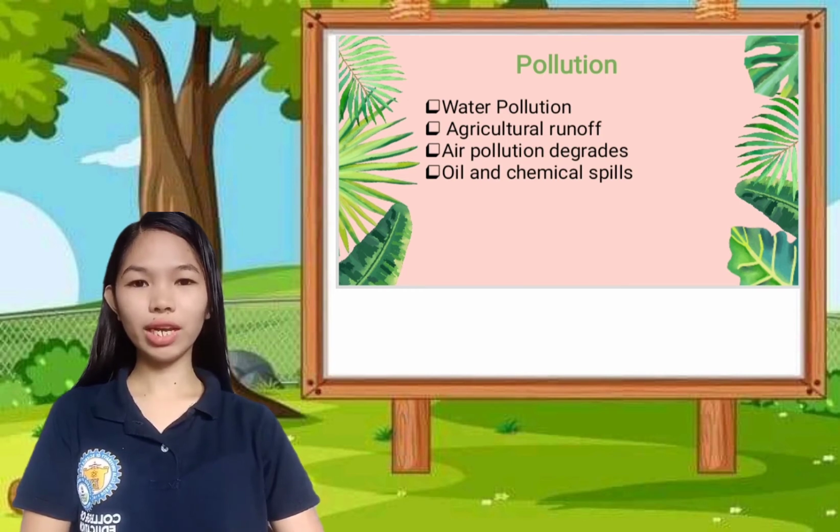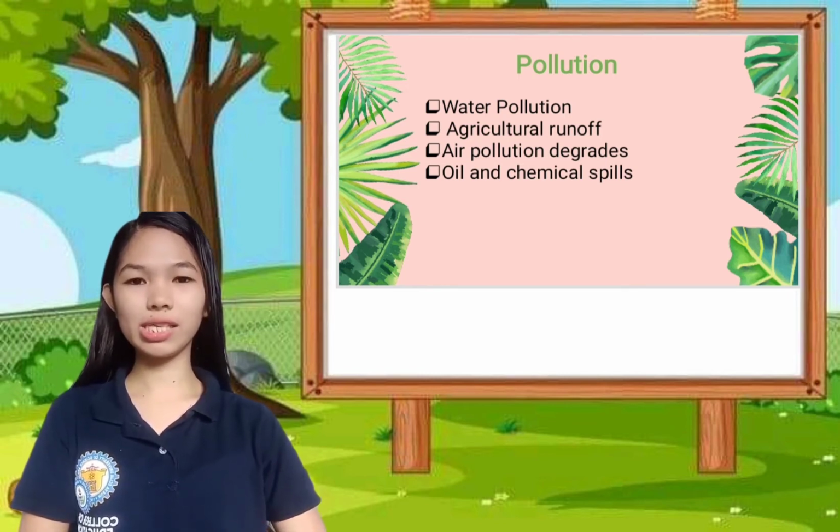Agricultural runoff. It is converting the industrial into subdivision that may affect all living things. And the third one is air pollution degrades.